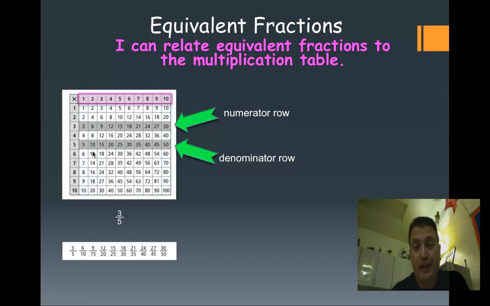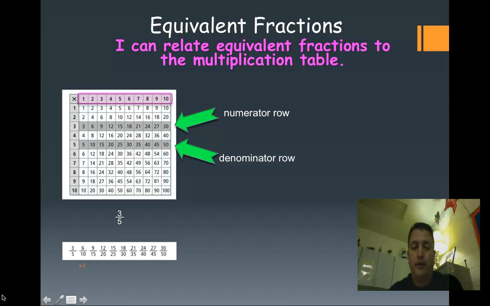You need to understand that if you are going to create equivalent fractions, you have to multiply the numerator and denominator by the exact same number, or it is not going to work. Okay? Just take my word for it. I've been around for a while. Not quite as long as dirt, but I've been around for a while. All right?